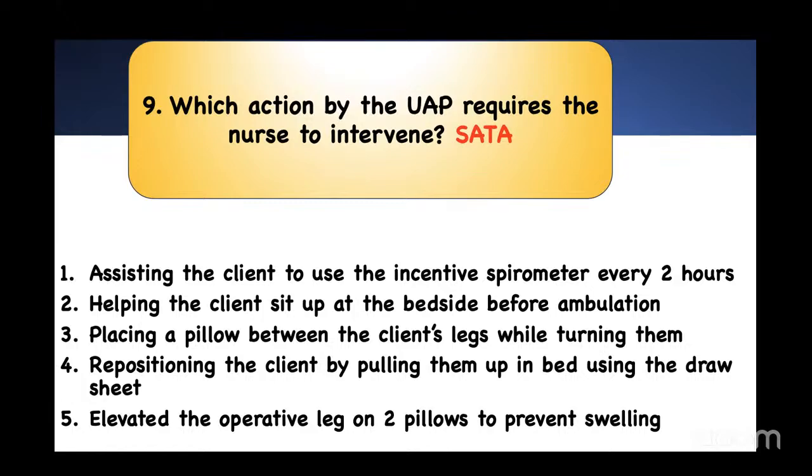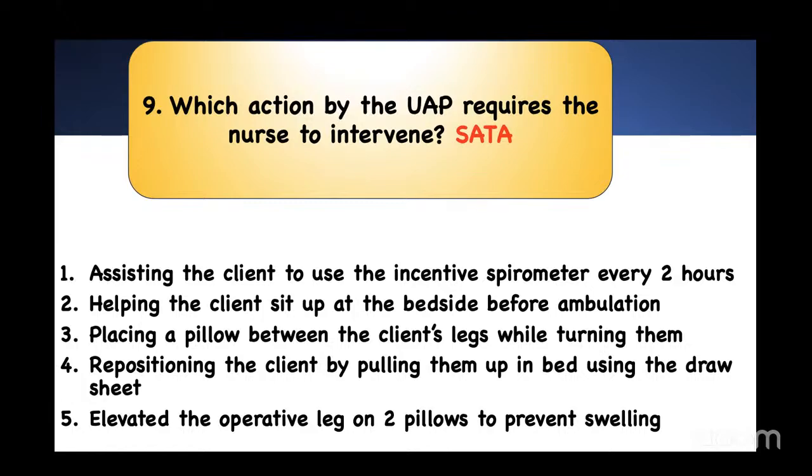It's within the scope of practice of the UAP, right? Placing a pillow between the client's legs while turning them is to prevent hip dislocation. Precaution. He's taking hip precautions. This prevents what? A, B, or AB? What is she trying to do? She does not want the 2 legs to come together. So she wants to prevent adduction. So that's a good thing.